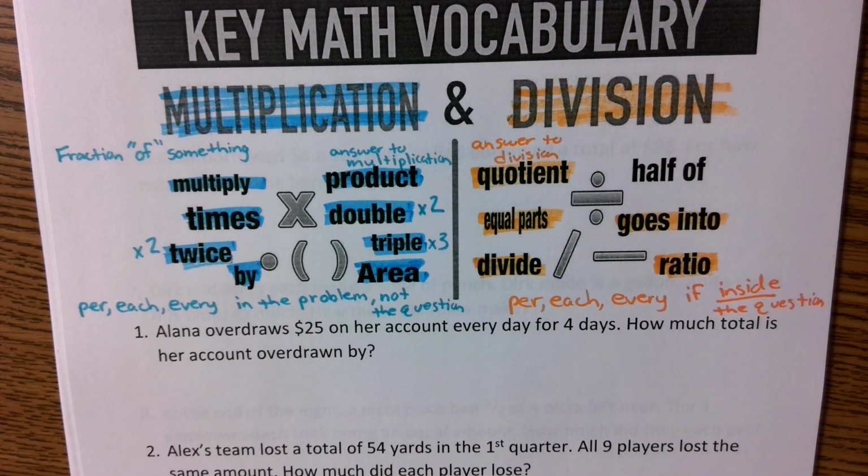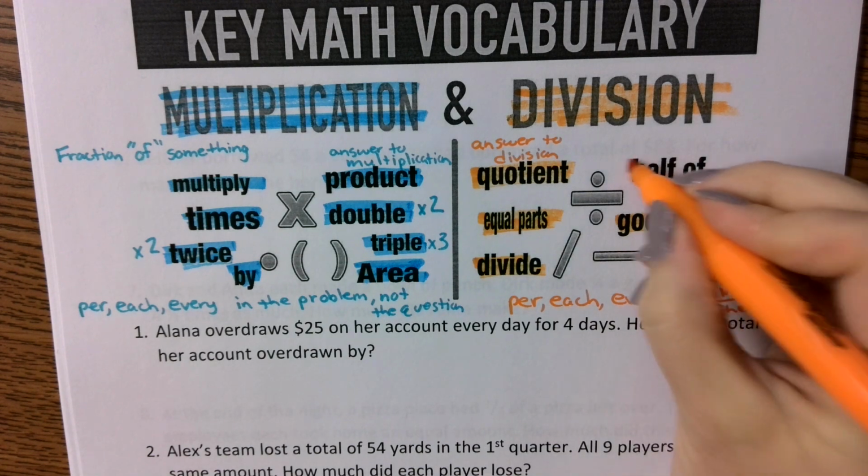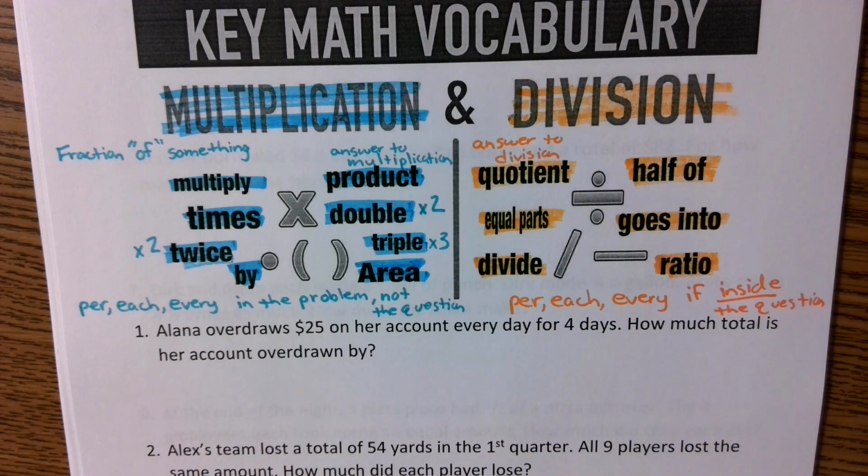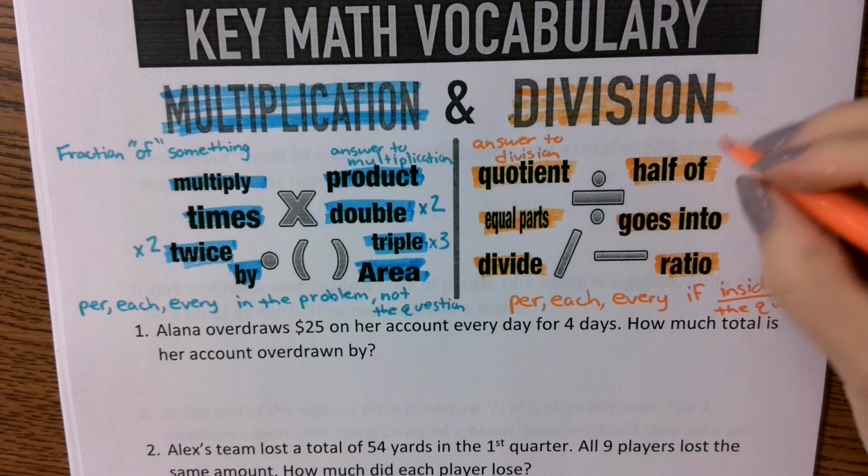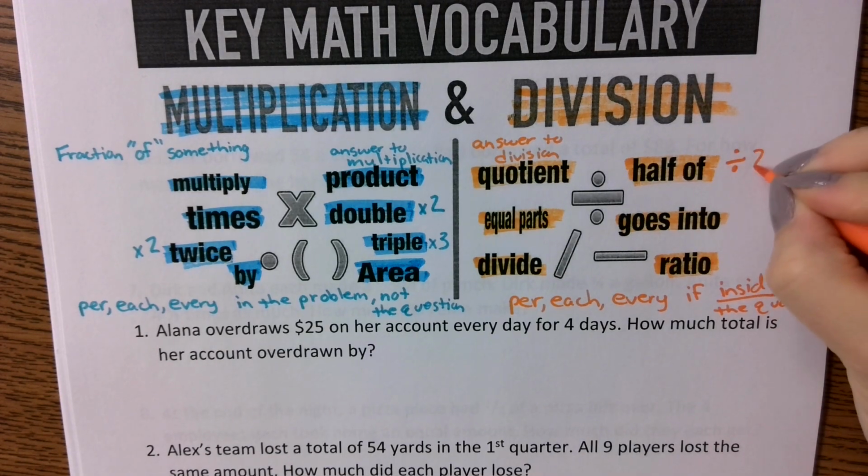Okay, the quotient is the answer to a division problem. And then if I say I'm taking half of something, what does that mean? We're dividing by 2. If I take a quarter of something, we would be dividing by 4. If I take a third of something, we're dividing by 3. That kind of thing. Okay?